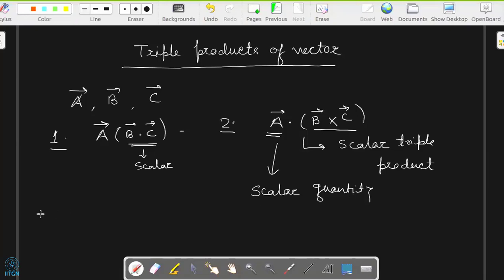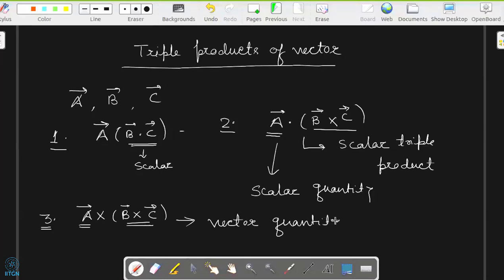Now third, this is the vector triple product, and this is a vector quantity. So finally you will get a vector quantity, and this is the reason it is known as the vector triple product. Now let's have a little more discussion on the scalar triple product.